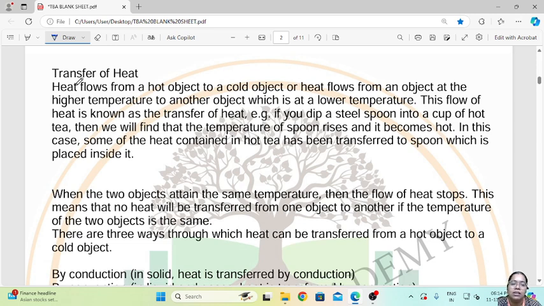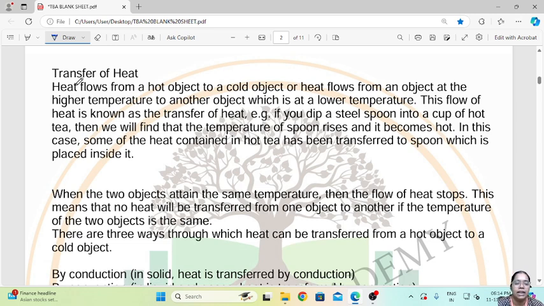In this case, some of the heat contained in hot tea has been transferred to the spoon which is placed inside it. For example, also when you pour hot water in a steel cup or in a glass cup, what happens? The cup also becomes hot. The handle of the cup also becomes hot. So why is this happening? Because of the phenomenon that is transfer of heat.